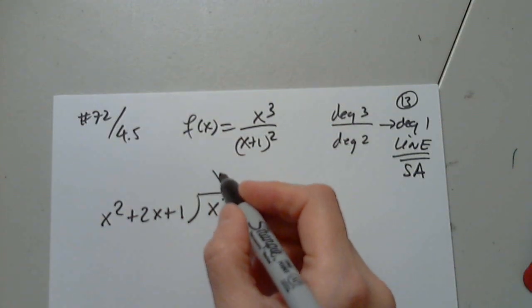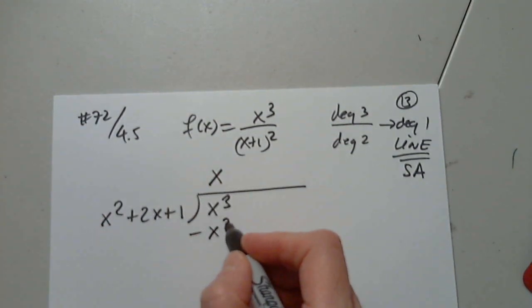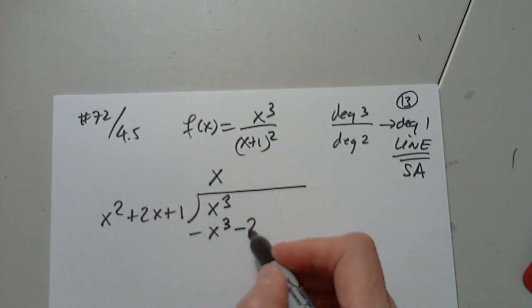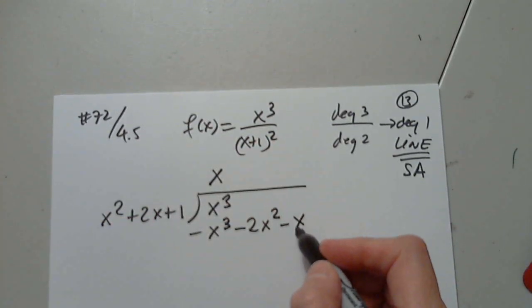And I know that this is x. x times x squared is x cubed. I subtract. x times 2x is 2x squared. I subtract. And x times 1 is x. I subtract.